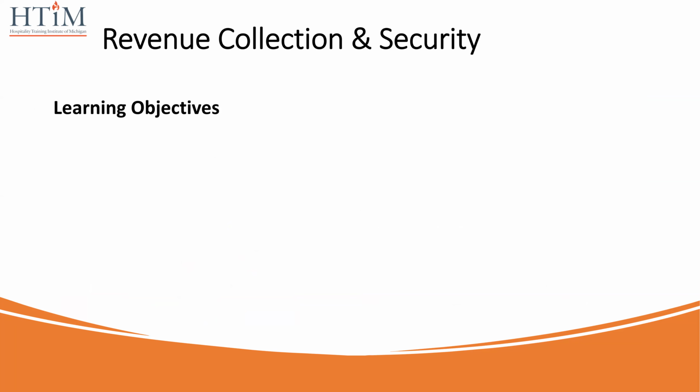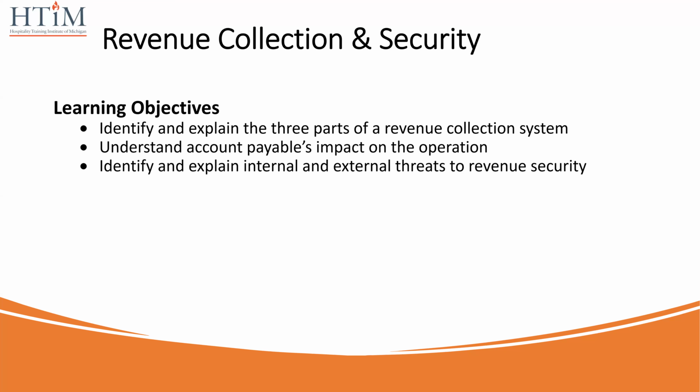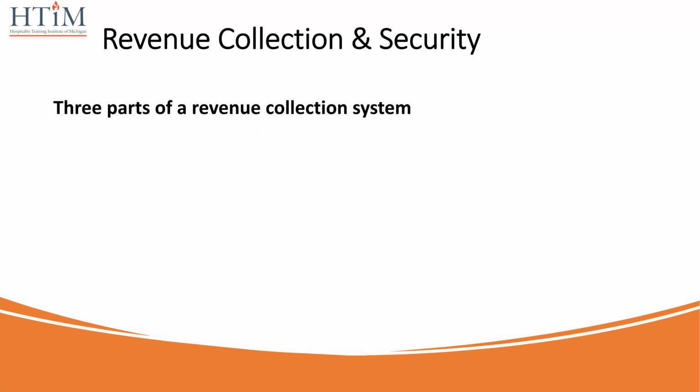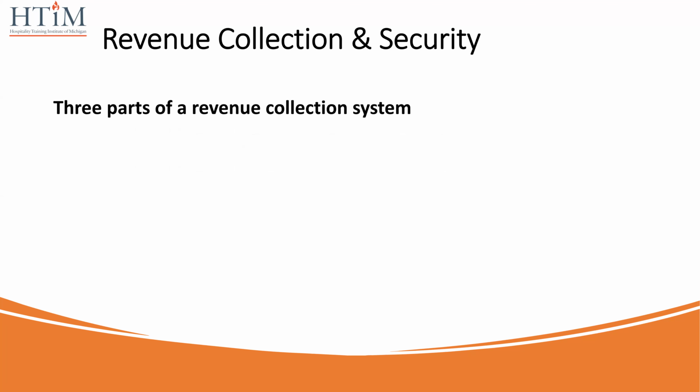Then at the end of the meal, we have to collect the money or the credit card or whatever they're going to use to pay, whether it's digital, right? So we need to be able to identify and explain the three parts of the revenue collection system. So that will be on the exam. What are the three parts of the revenue collection system? Understand accounts payable impact on the operation, and then identify and explain internal and external threats to revenue security.